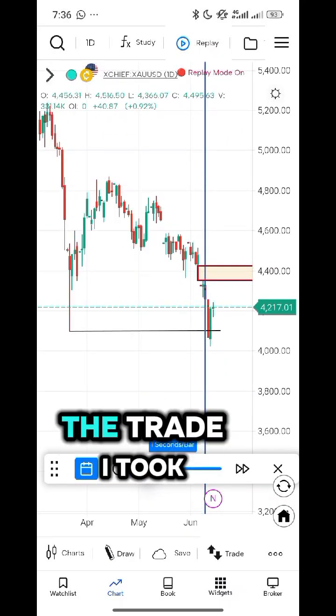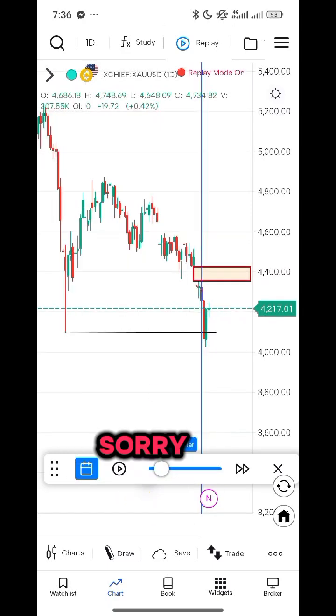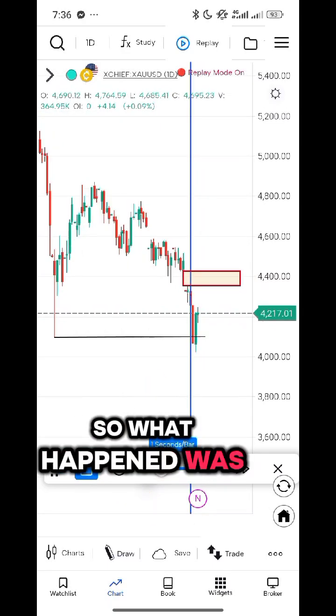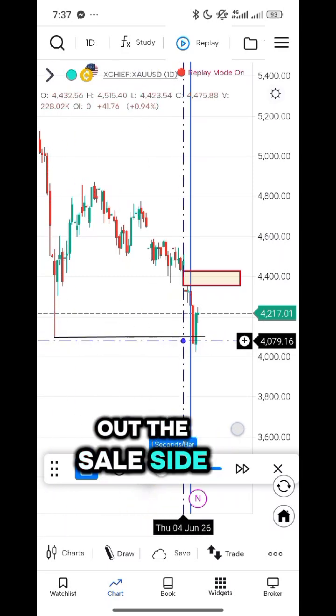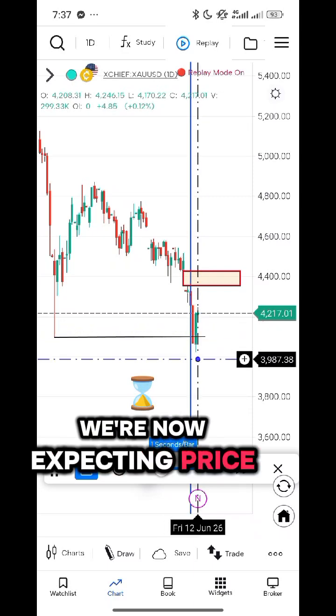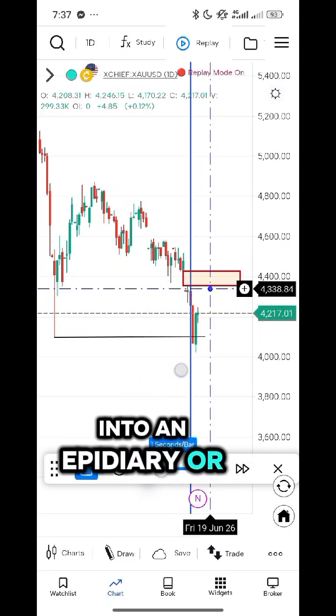I'm here to share the trade I took this week. So what happened was this. Like I said, price was coming to the sell side. When price took out that sell side, we're now expecting price to pull back and create internal liquidity, maybe tap into a PDRA or a point of interest.